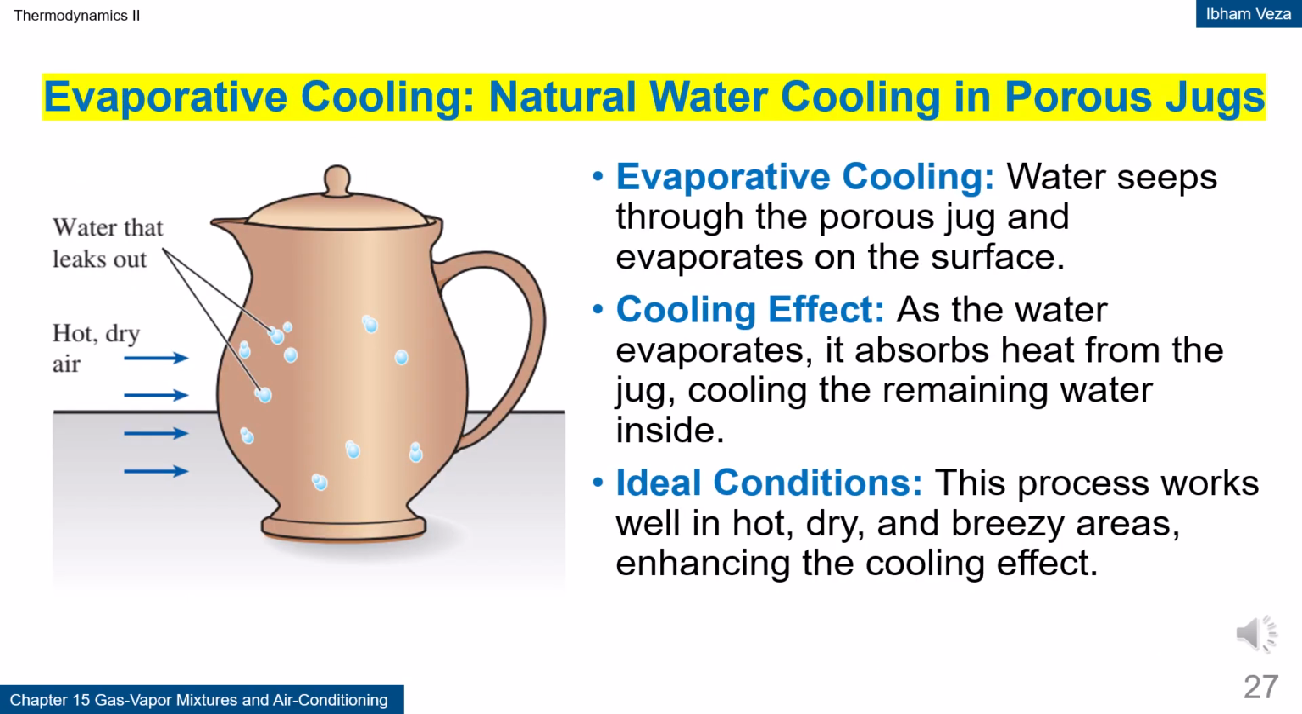Evaporative cooling in porous jugs. Cooling occurs because water seeps through the porous wall of the jug and evaporates at the surface. This evaporation process absorbs heat from the water inside the jug. As a result, the temperature of the water inside becomes lower. This method is very effective in hot and dry regions.